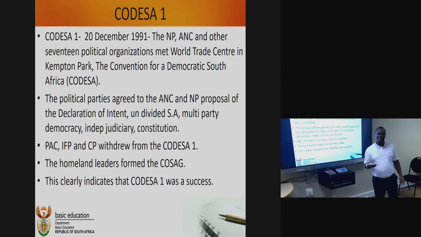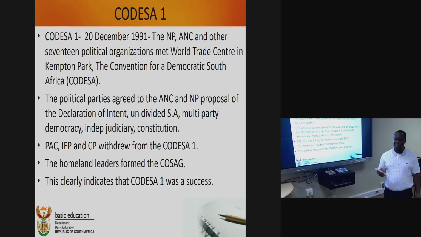What was agreed upon by these political parties? The political parties agreed to the ANC and National Party proposal of the Declaration of Intent. In other words, they signed the Declaration of Intent, agreeing that the negotiations must continue, South Africa must be undivided, there must be a multi-party democracy, there must be an independent judiciary, and there must be a new constitution.